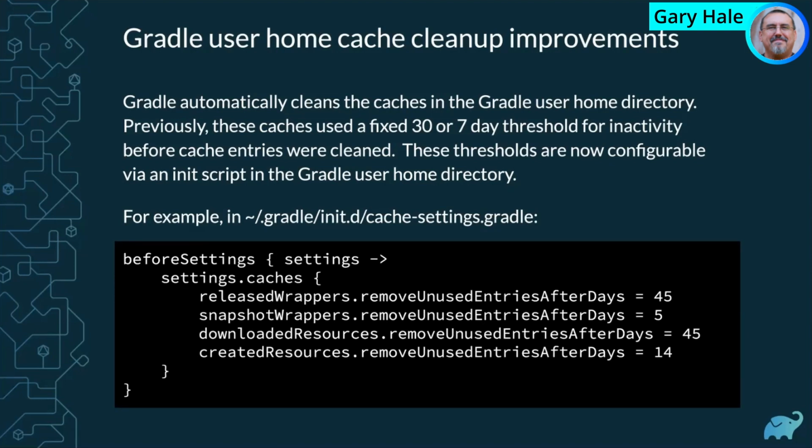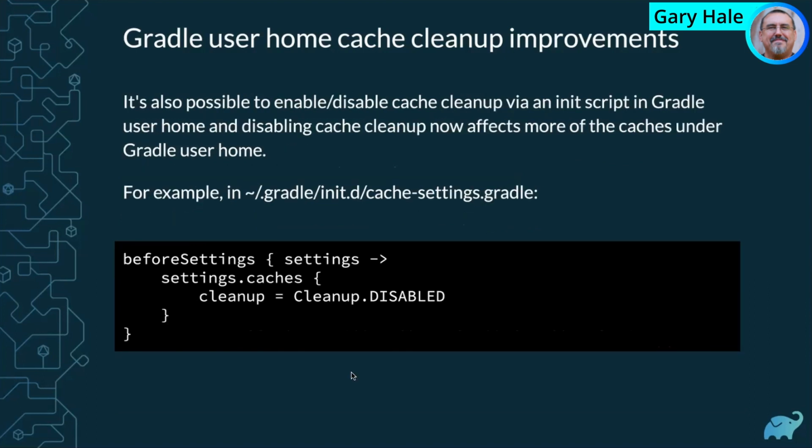To configure them, what you would do is create an init script and put it in that Gradle user home directory under the init.d directory. And in that script, you can set these thresholds. The other thing here is around the frequency of cleanup. Previously, you could disable cache cleanup by setting a property in your Gradle user home gradle.properties. Now you can also set it via the DSL as well. Again, this would be in your init.d directory in an init script. You would configure this with cleanup equals Cleanup.DISABLED.